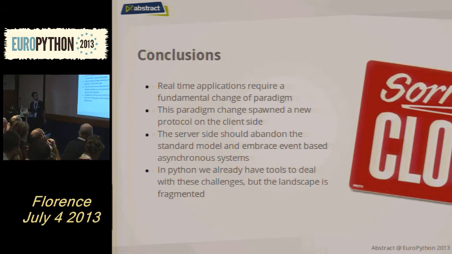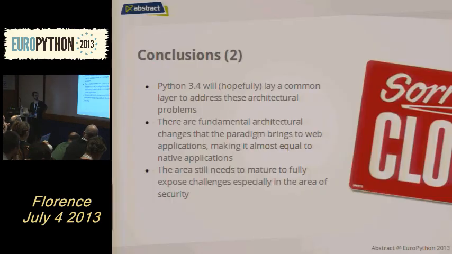This is a very common pattern. And in Python, we actually have production-ready tools right now to deal with asynchronous stuff, but they're very fragmented because we have at least 3 major systems, which are Twisted, Tornado, and gevent, to deal with the same problem, and each is different from the other in its own way. So it's not easy to choose. But in Python 3.4, hopefully, we will have a common layer to address this problem, and we might have a standard way of doing asynchronous in Python.